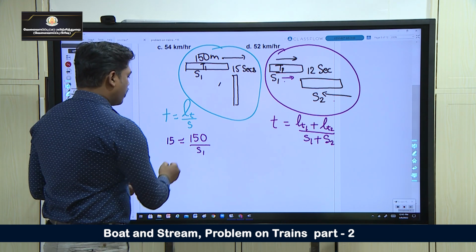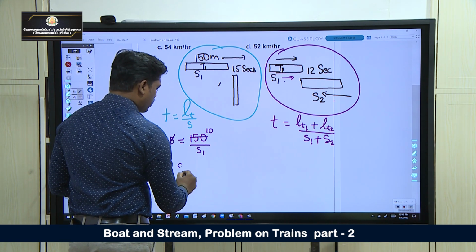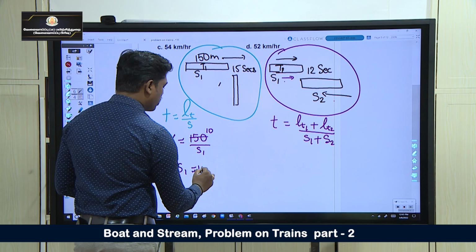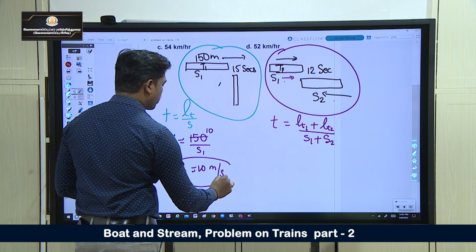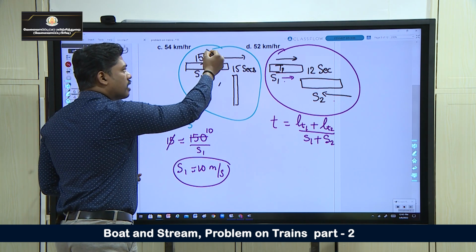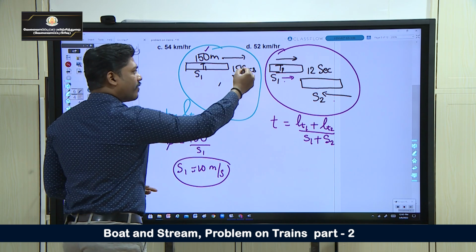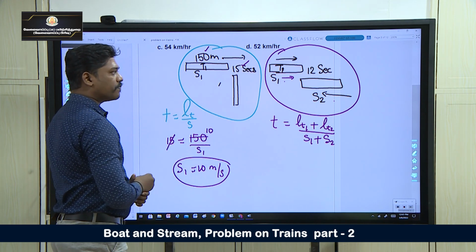Okay. Here 15 ones are 15, 15 tens are 150. So the speed of train 1 is 10 meter per second. Is that clear? In the first point they have given length and they have given time. With this we can find the speed.